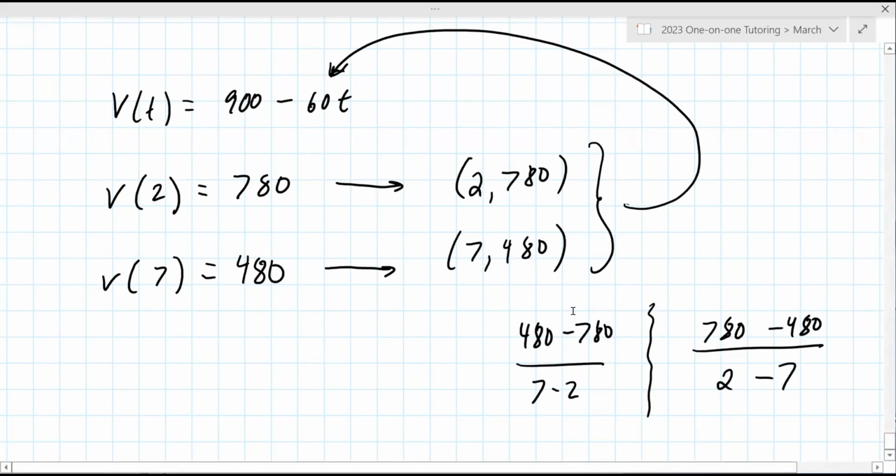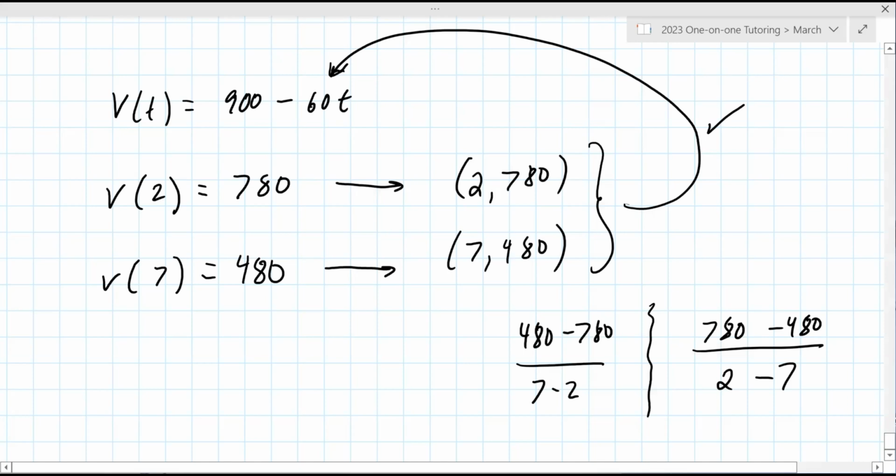And so the order doesn't matter as long as you're consistent, meaning if this is x1 and y1, then the other one is x2 and y2. You just can't mix them in between. And these of course do both give you that number right there.